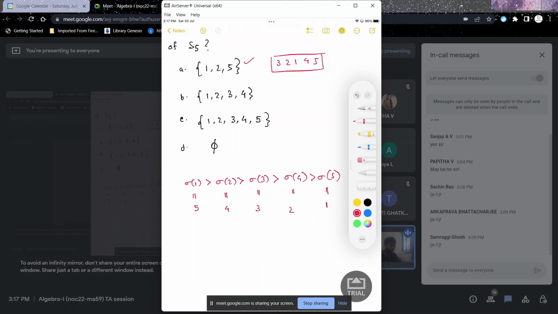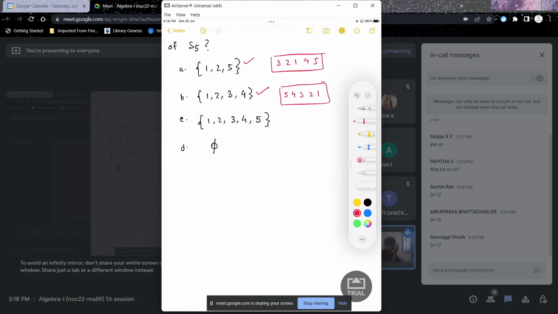So observe that 1 is a cyclic descent because sigma of 1 is strictly greater than sigma of 2. 2 is a cyclic descent because sigma of 2 is strictly greater than sigma of 3. Similarly for 3, similarly for 4. But not for 5, because sigma of 5 is not greater than sigma of 1, which is 5. So indeed the set of cyclic descents of this permutation is certainly 1, 2, 3, 4. So the permutation that realizes this is 5, 4, 3, 2, 1. So this is a completely simple question.